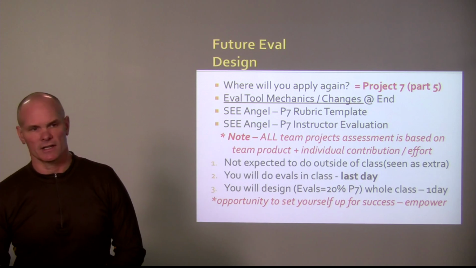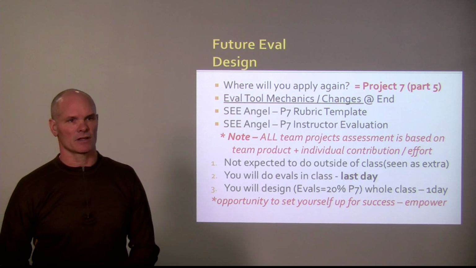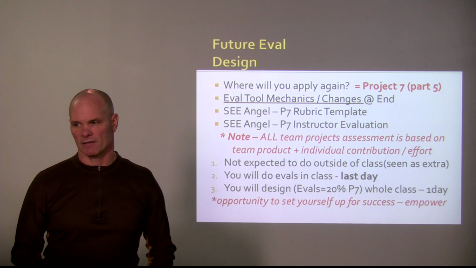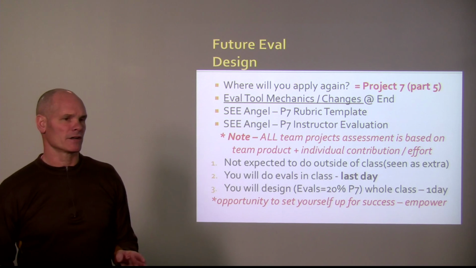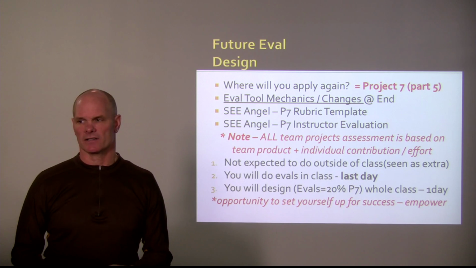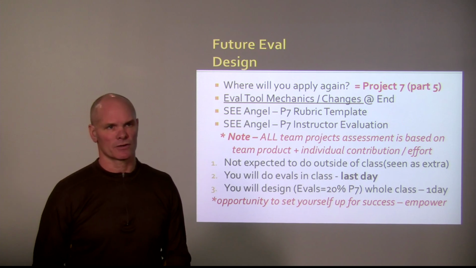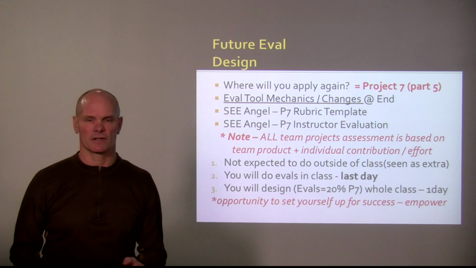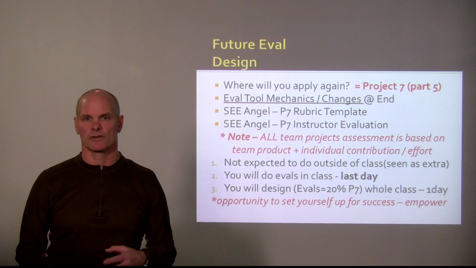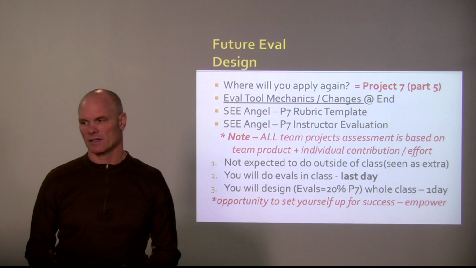Where we're going to use this then is for your final project, Project 7. As a class, you'll design evaluations for the whole group. That'll be part of your grade in Project 7. Again, a reminder here, as we go into the second half of the semester, the team projects are assessed twofold. It's your team product grade you'll get, but then it's also a combination of your contribution and effort that you give individually. And we'll go through how that works. Again, it's an opportunity for you to be involved in the process, designing your own evaluations, and hopefully set you up for success.